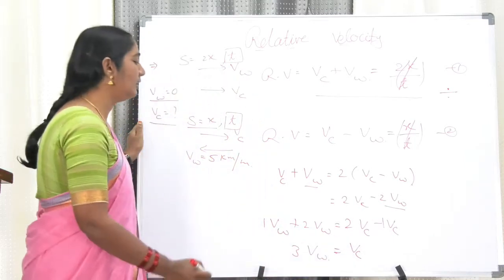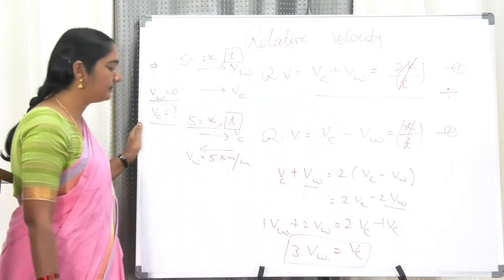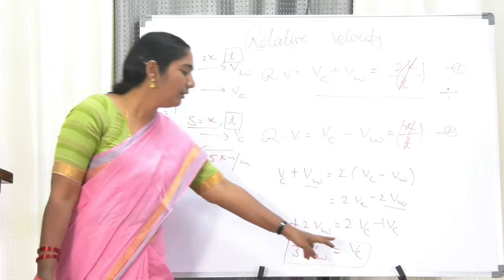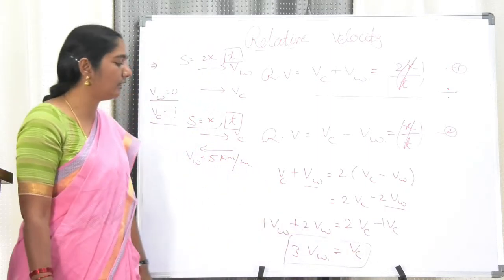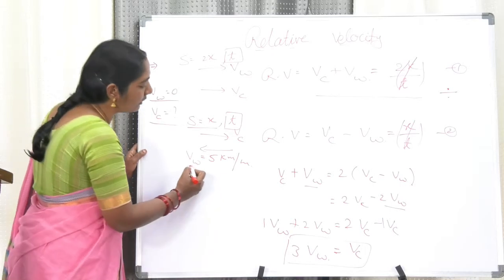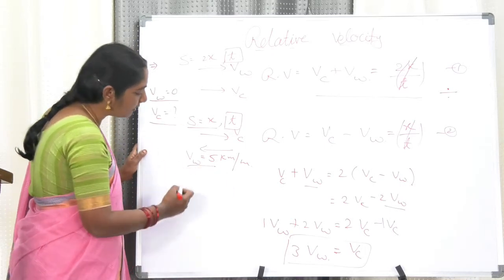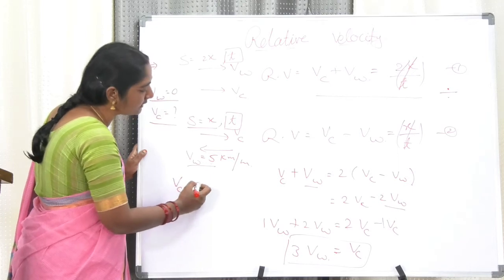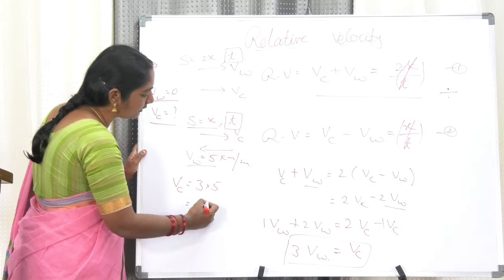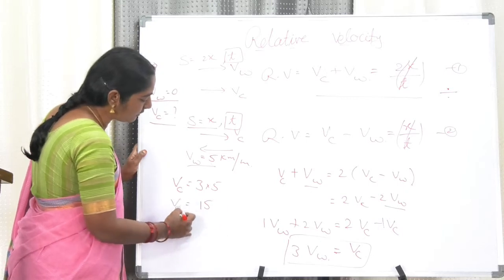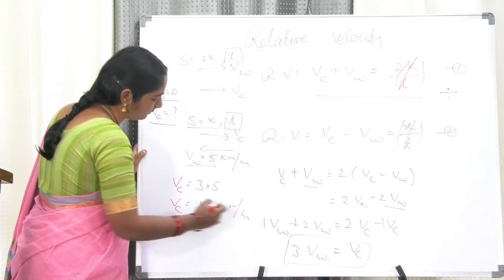So my dear friends, here we got a relation between these two quantities. The velocity of the cyclist is 3 times the velocity of the wind. But we have already been given the information that the velocity of the wind is 5. From this, the velocity of the cyclist is 3 times 5, which is 15. So the velocity of the cyclist is 15 kilometers per hour.